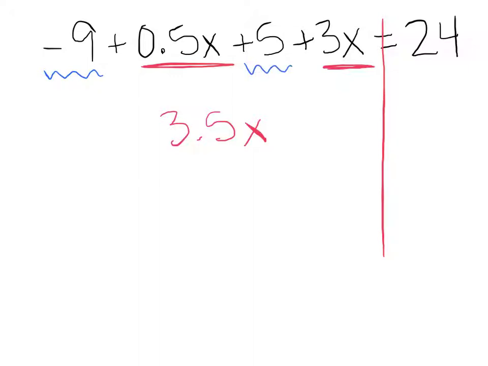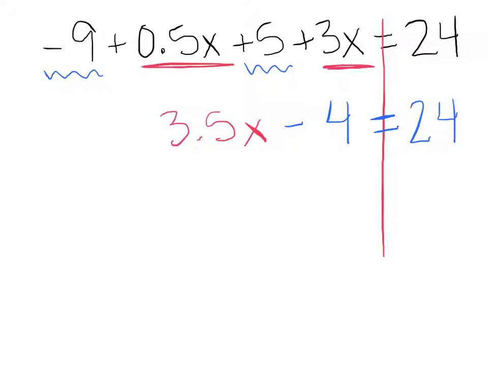-9 and 5 are just numbers. So -9 plus 5 is -4. So I can finish off my equation. Now we have a regular equation that we can solve using either a do or undo chart, or just remembering to get those things away from x, since our goal is to isolate x.